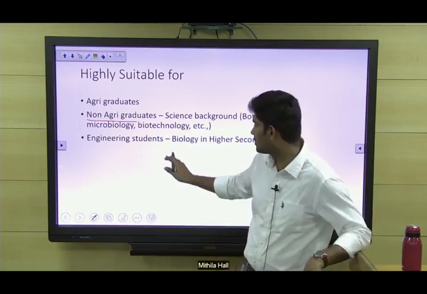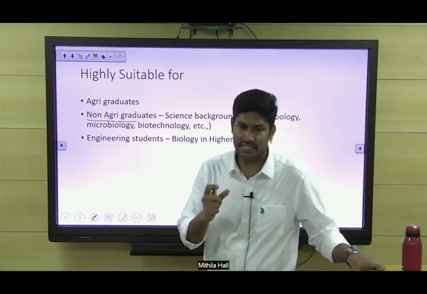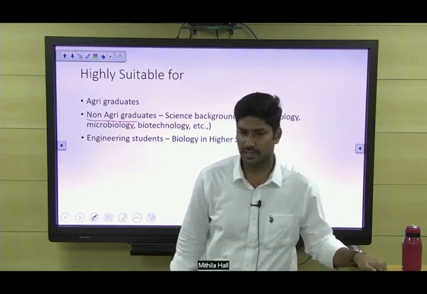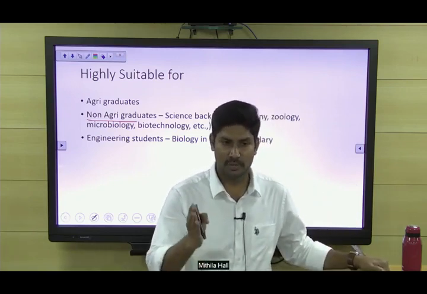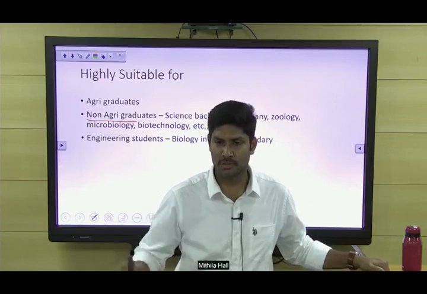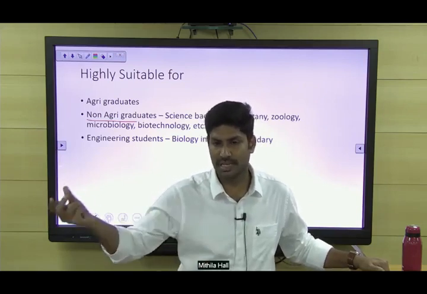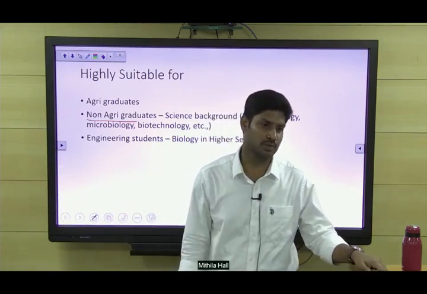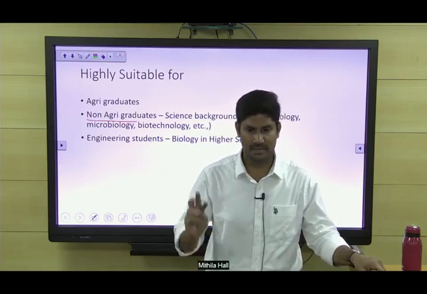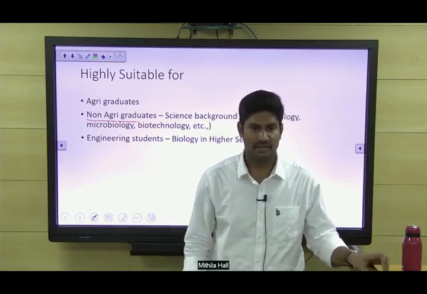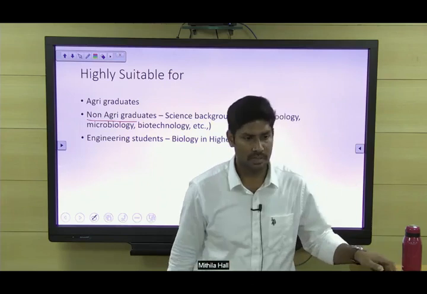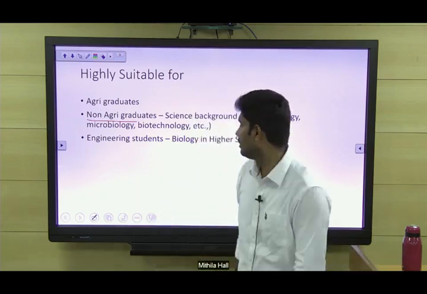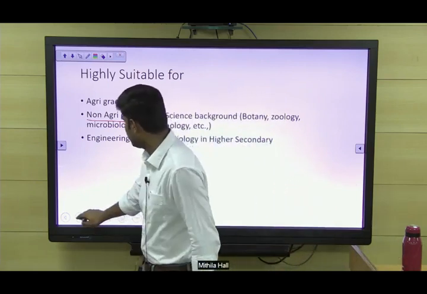But if you don't study any biology in your +1, +2, then it's a little bit difficult. Usually, I don't recommend it for students who studied science only up to 10th, and then from +1, +2 chose computer science, commerce and other subjects. You can think about some other optional. If you have a strong science background, then you can choose agriculture optional. But in our class, I will explain everything clearly.